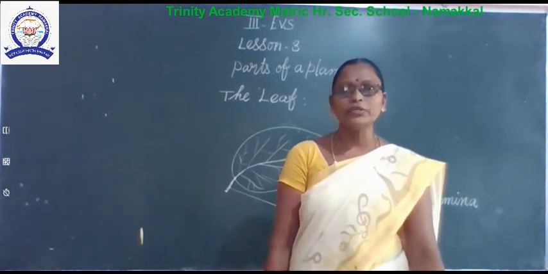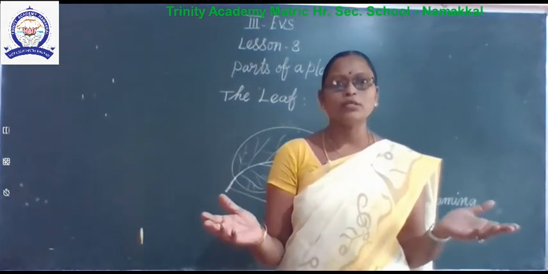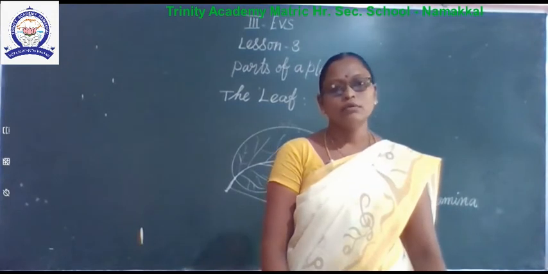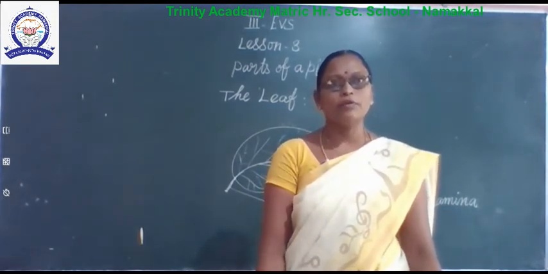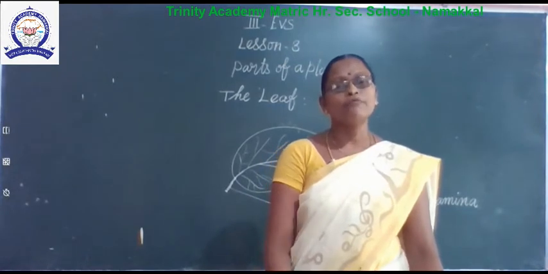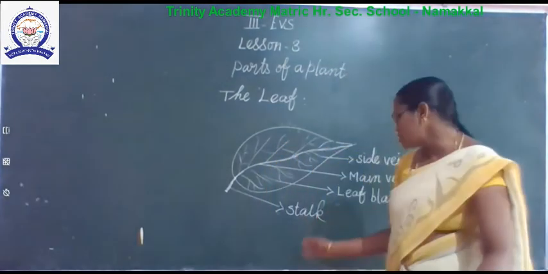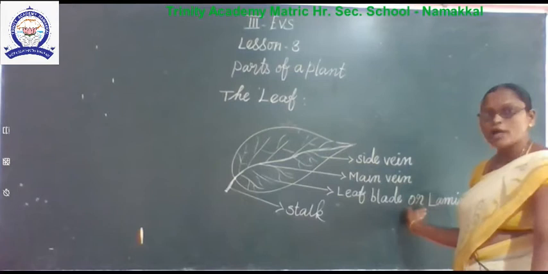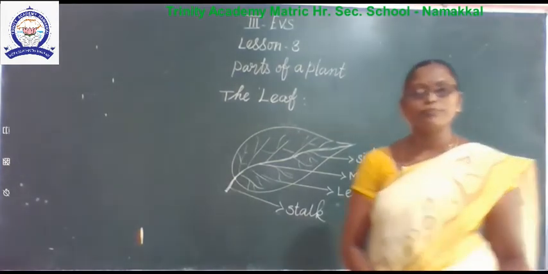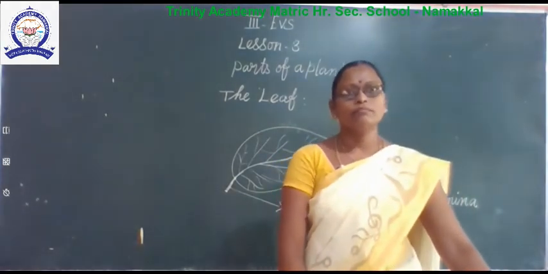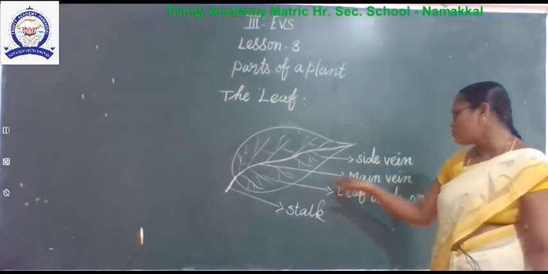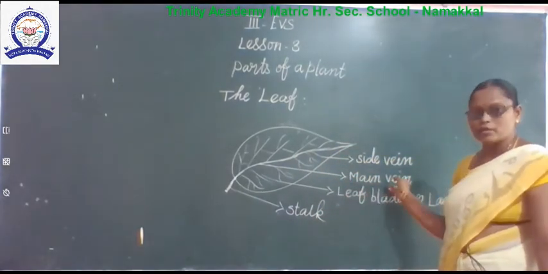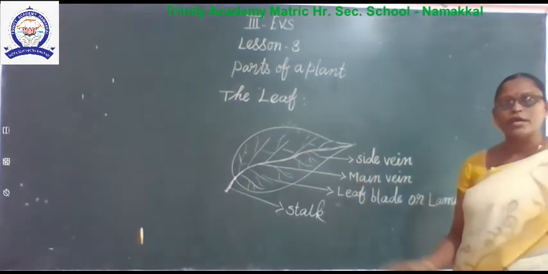The flat and broad part of a leaf is called a leaf blade. This is the leaf blade or lamina. In the middle of the leaf is the main vein. This is the main vein.